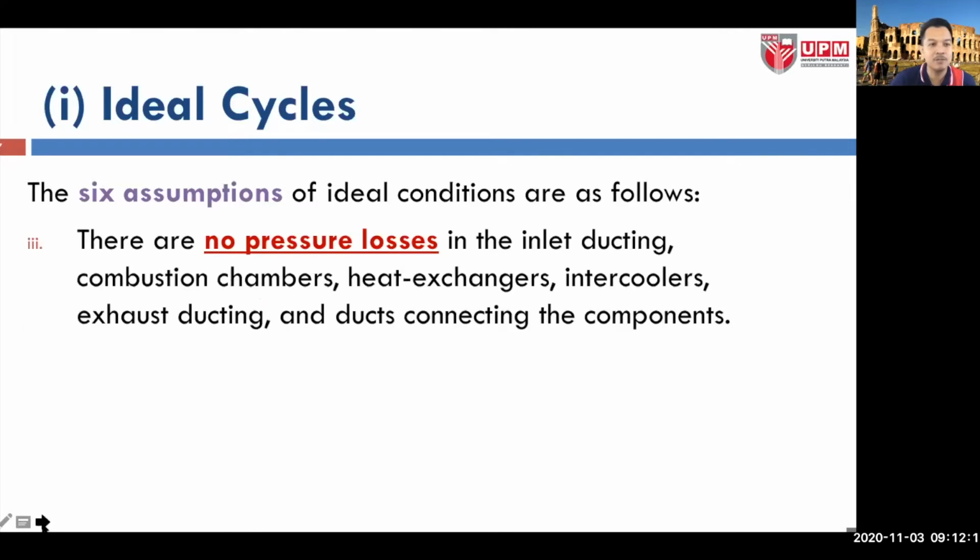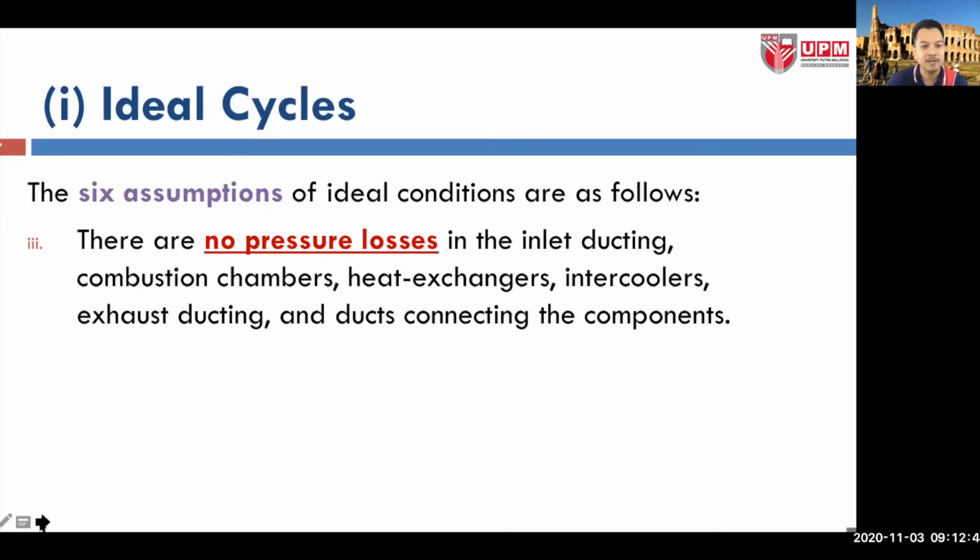And then number 3, the assumptions that we need to take into consideration: there are no pressure losses, right? We assume no pressure losses in the inlet ducting, meaning that the pressure remains consistent. There are no losses in the inlet ducting, the combustion chambers, the heat exchangers, intercoolers, exhaust ducting, and ducts connecting the components. So this is to make the calculation easy, that there are no pressure losses.